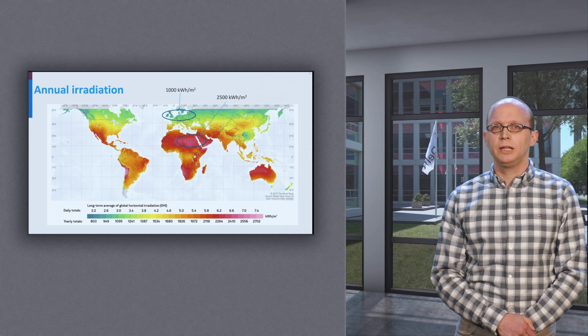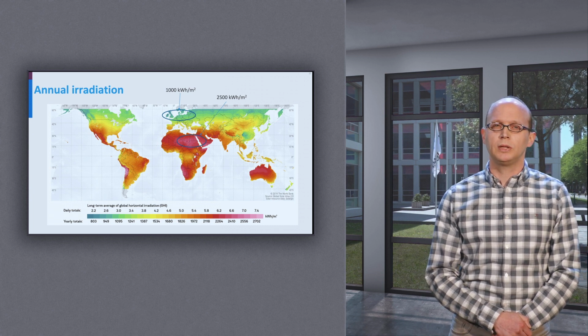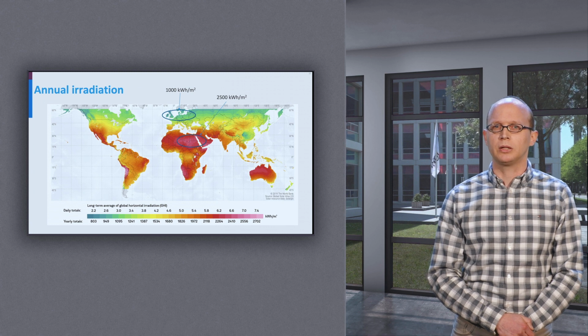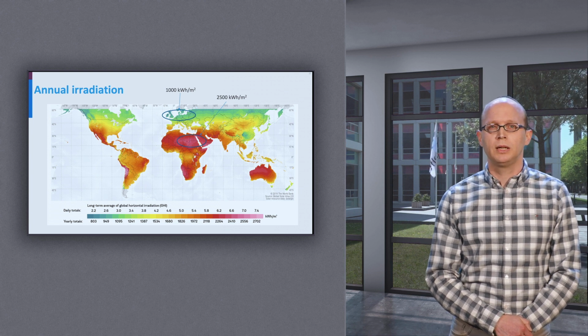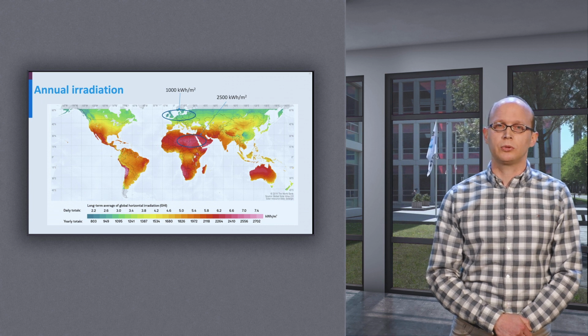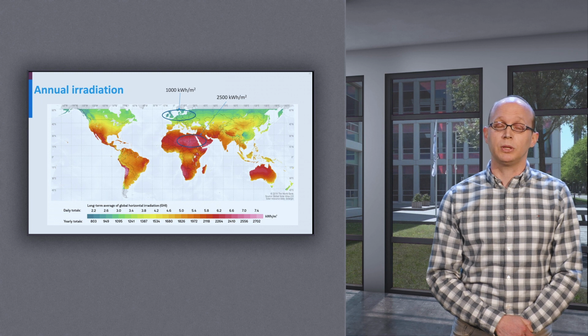If we then look at the annual irradiation measured at Earth's surface, we see that it's indeed around 2200 kilowatt hour near the equator, with values up to 2500 kilowatt hour per square meter for the Sahara Desert. If we then look at locations further away from the equator, and perhaps also cloudier, such as Northern Europe, the annual irradiance there is only 1000 kilowatt hour per square meter.